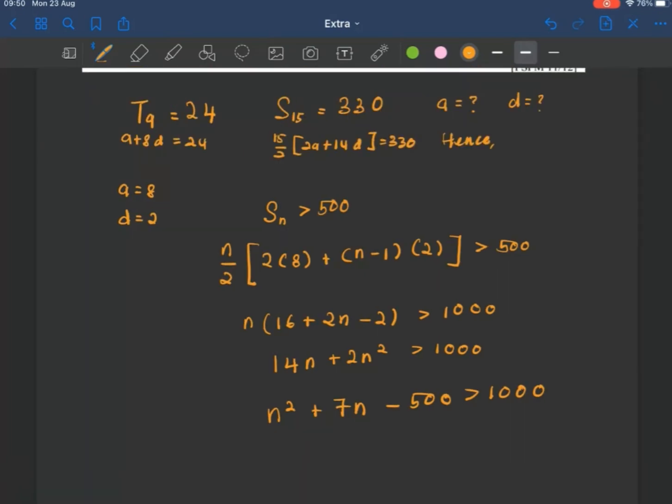Okay, betul ke? Betul tak? Ada orang ke tak ada ni? Semua orang dapat value? More than 0 kan, Miss? Yang n square plus 7n minus 500. Oh sorry, more than 0. Thank you. More than 0.